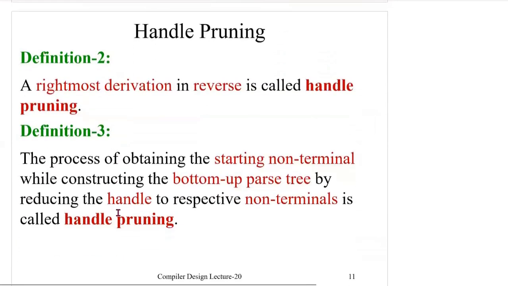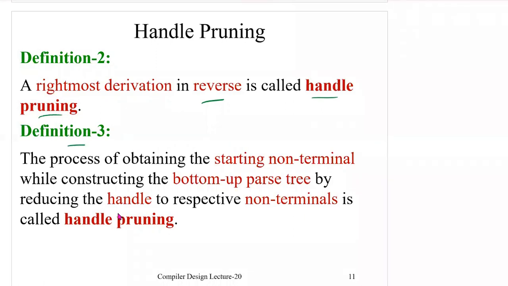Now there are some other definitions also. The rightmost derivation in reverse is called handle pruning. Rightmost derivation means right to left substitution. So in reverse, the body is substituted with the head. That is called handle pruning.